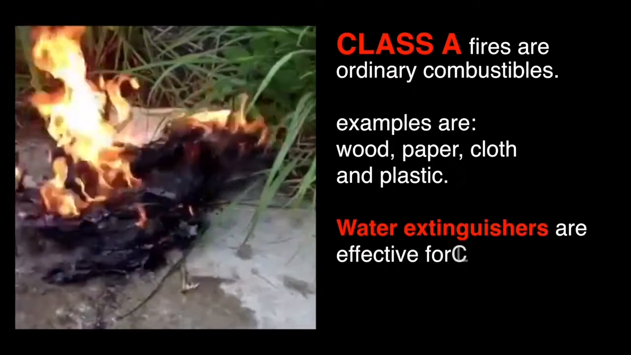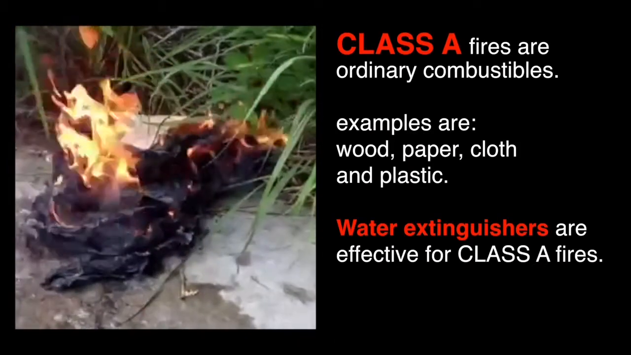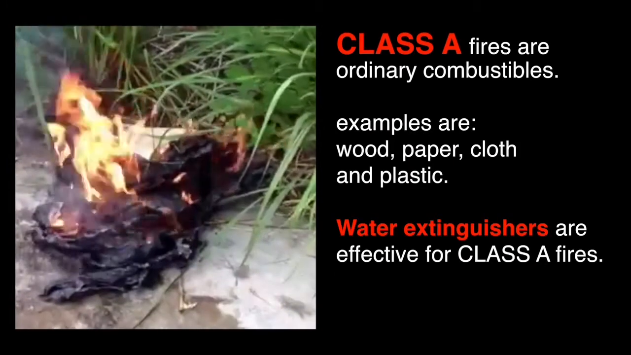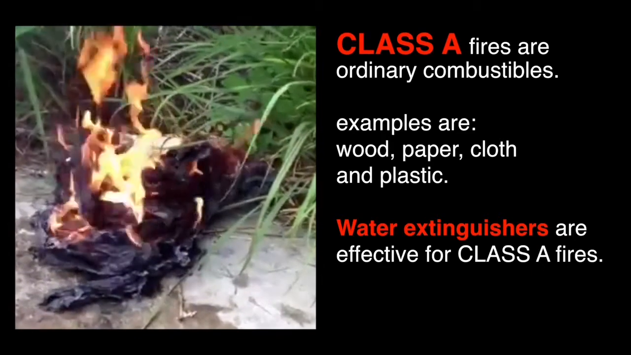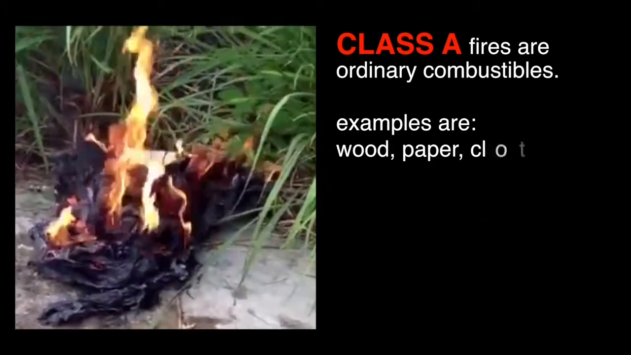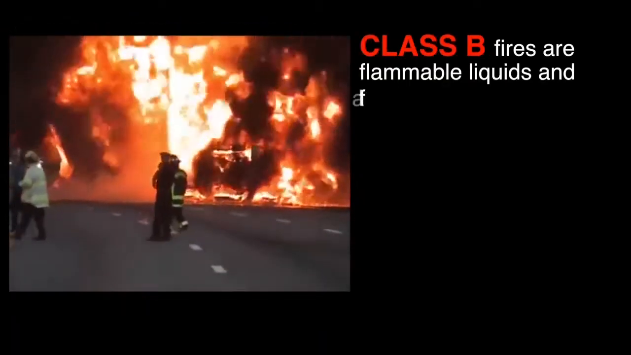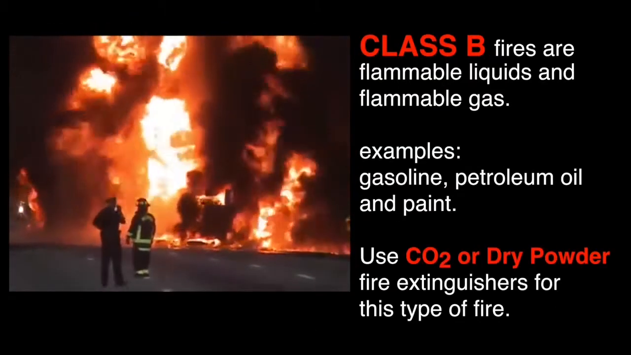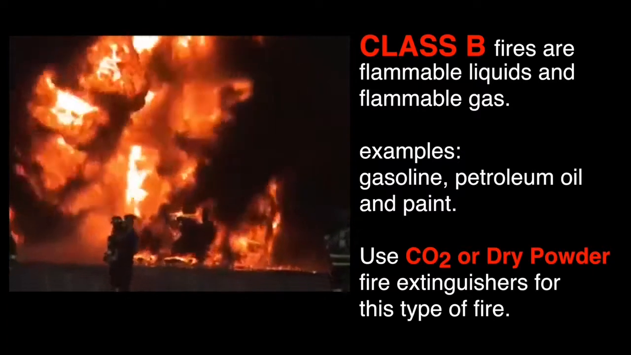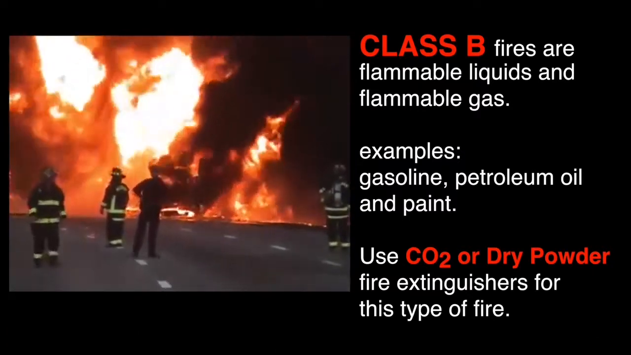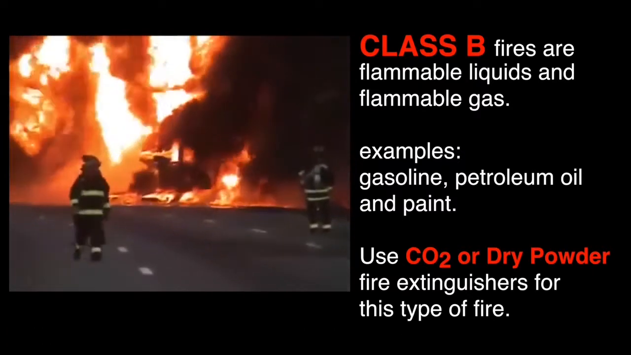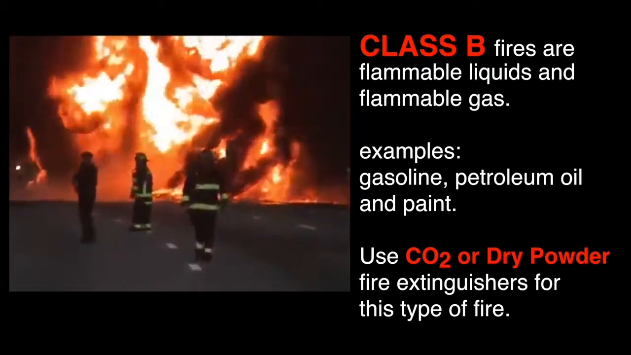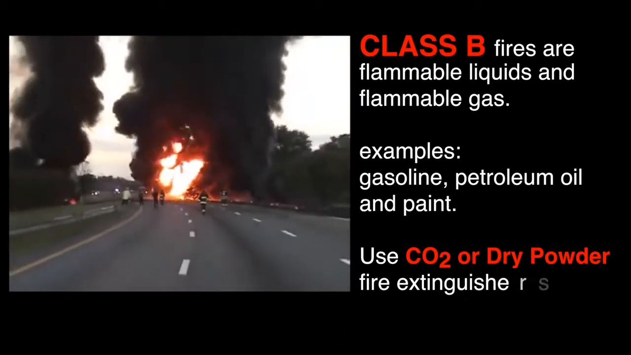Class A fires are ordinary combustibles. Examples are wood, paper, cloth, and plastic. Water extinguishers are effective for Class A fires. Class B fires are flammable liquids and flammable gas. Examples are gasoline, petroleum oil, and paint. Use CO2 or dry powder fire extinguishers for this type of fire.